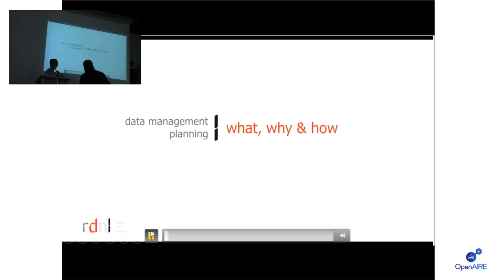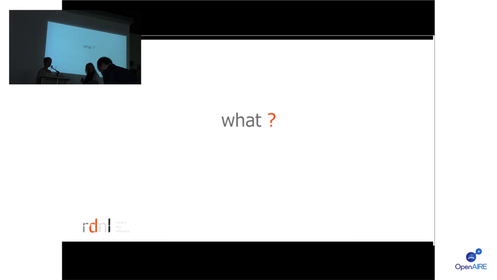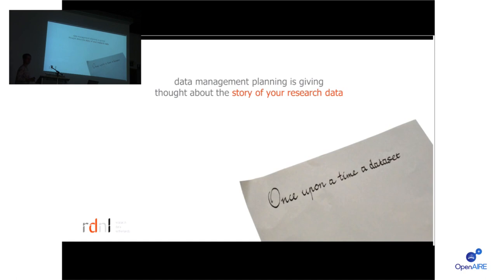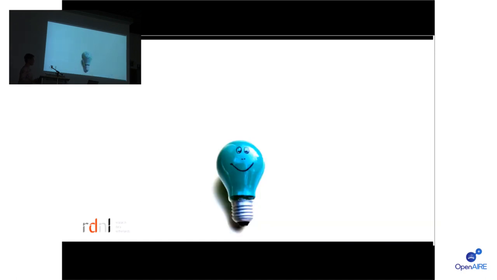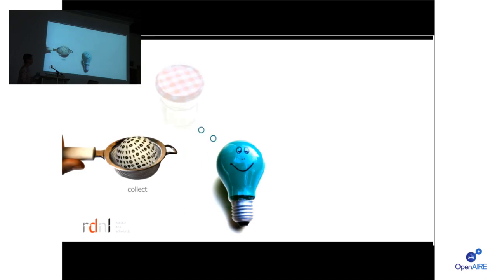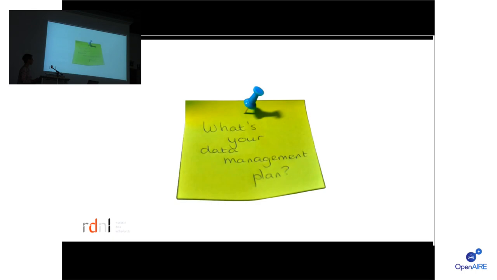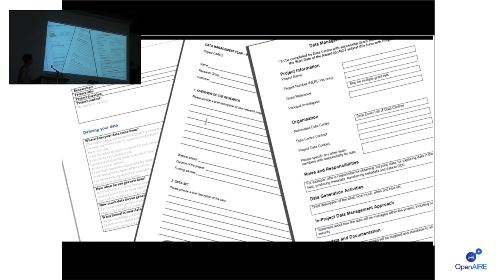The what, why, and how of data management planning. What is data management planning? Data management planning is giving thought to the story of your research data, from its creation to making sure it lives happily ever after. When setting up your research design, you think about the data you will collect, how you will store them, how to describe them, and how you will share them with your present and future colleagues. One way to get yourself started in systematically thinking about your data collection process is to fill in a data management plan. Data management plans exist in numerous formats, but they all have the same goal: to provide support and streamline your thoughts by asking targeted questions about your data collection process.